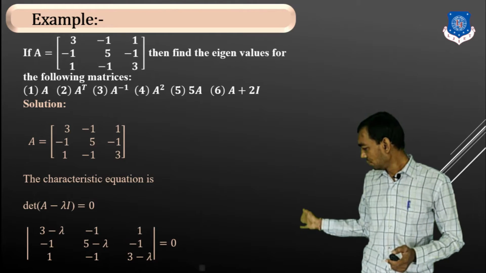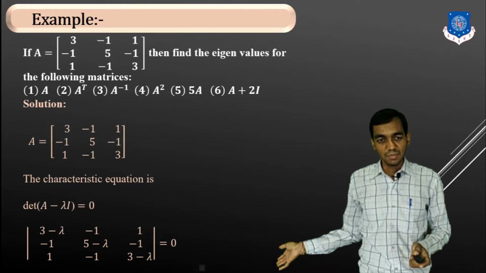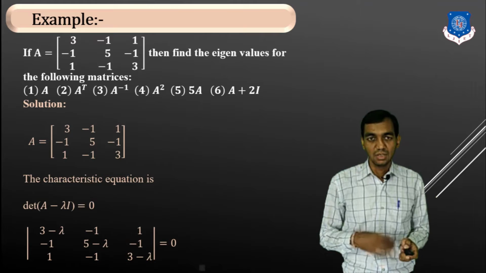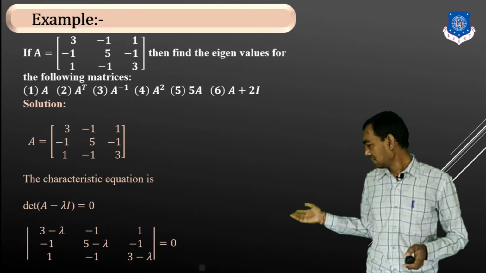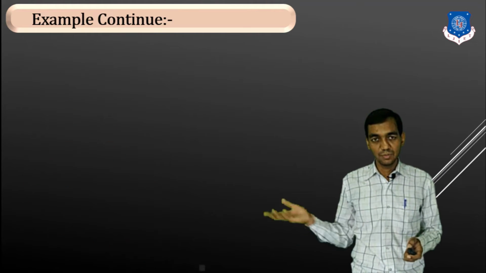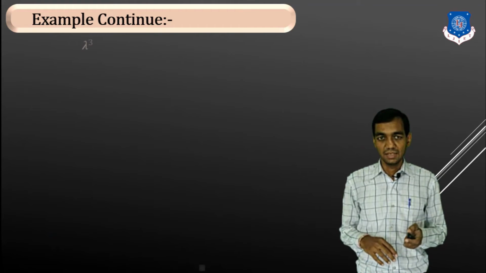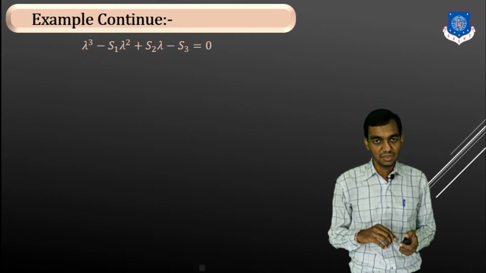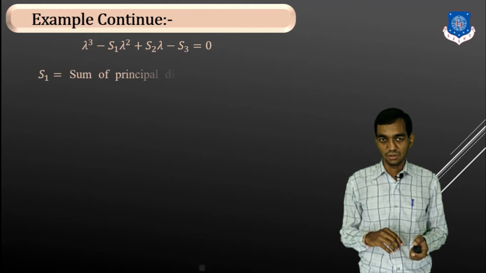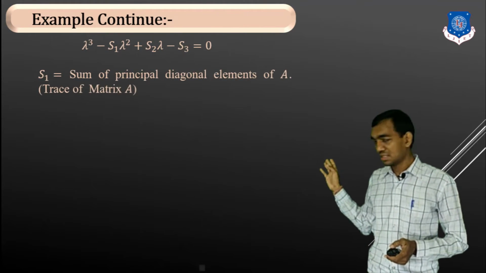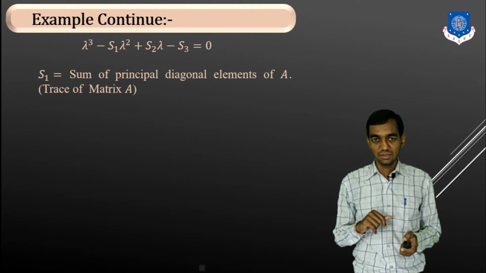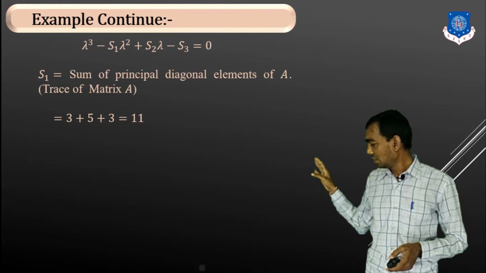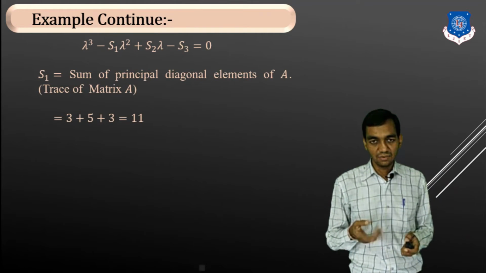Now see, you can solve this determinant by the simple determinant method and find the characteristic polynomial or characteristic equation. Otherwise, we are going to use our method of S1, S2 and S3. So we are starting with lambda cube minus S1 lambda square plus S2 lambda minus S3 is equal to 0. So S1 is nothing but the sum of the principal diagonal, that means the trace of it. So if you put in the values, it is 3 plus 5 plus 3, and that will be 11.